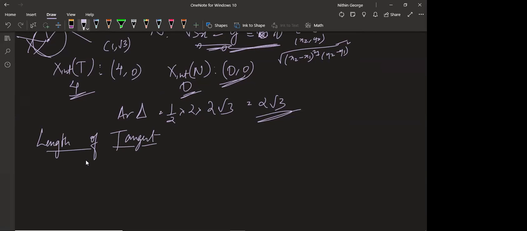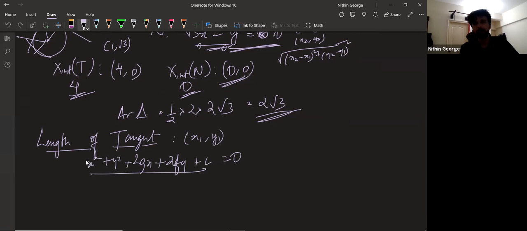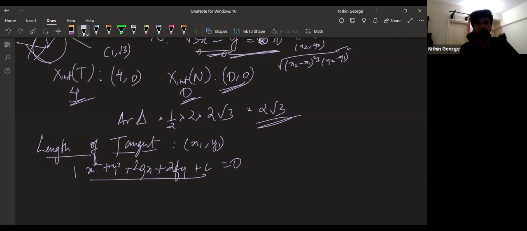So, length of tangent. If a point is given, x1 comma y1, and the equation of the circle is given to you, x square plus y square plus 2gx plus 2fy plus c equal to 0. Whenever you write the equation of a circle, it's a healthy practice to make the coefficient of x square and y square 1. Whenever you get a fancy equation of a circle, make sure the coefficient of x square and y square is 1.